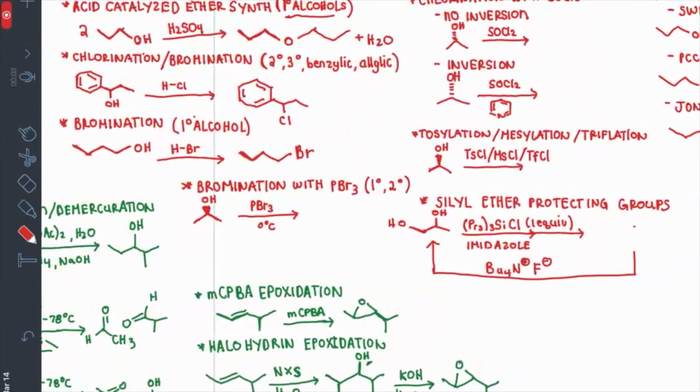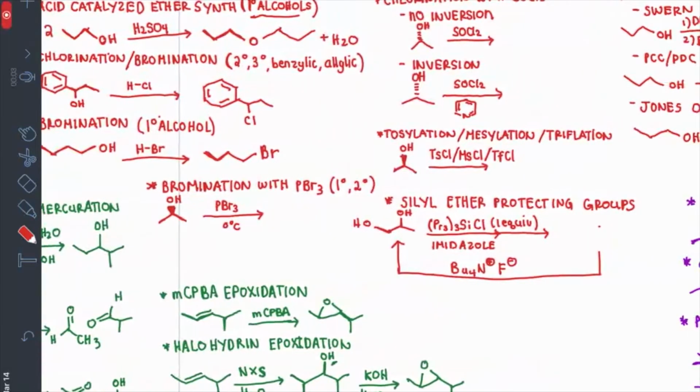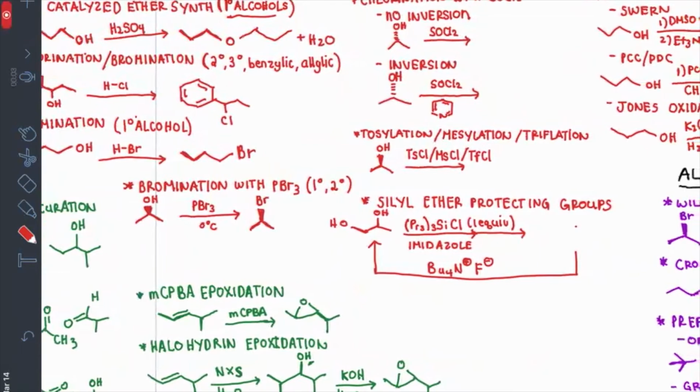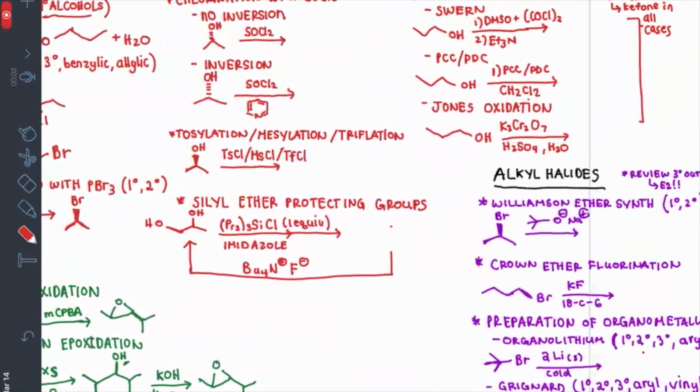Another way we can brominate an alcohol, specifically for primary and secondary, is to use PBr3. In this case, we replace our alcohol with bromine, and we maintain the stereochemistry. And then for chlorination with SOCl2, there are two versions of this.